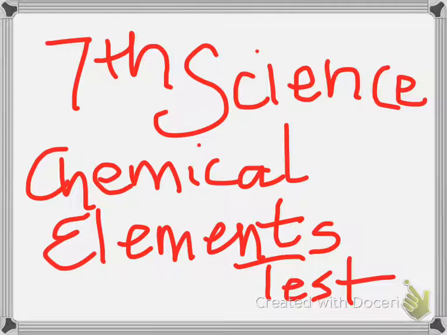Number 10, compounds are different than elements because compounds are combinations of two or more elements, not able to be broken down into parts, made from the same type of atoms, a pure substance. Elements are not. Number 11, which of the following is a compound made up of exactly two elements?